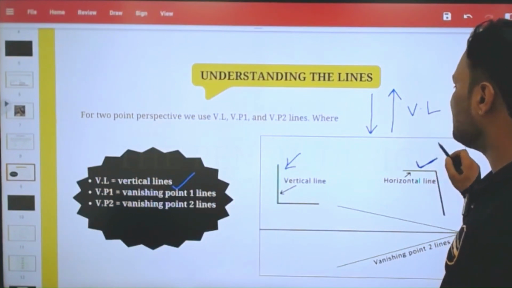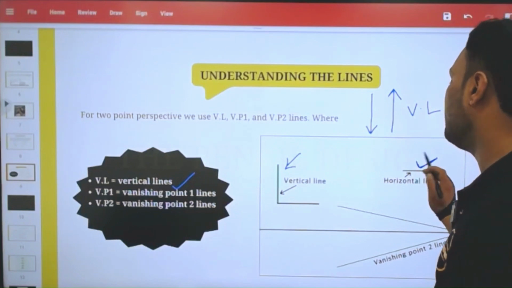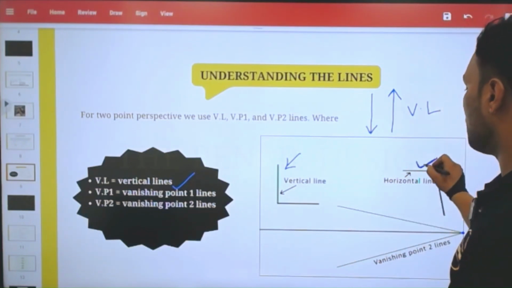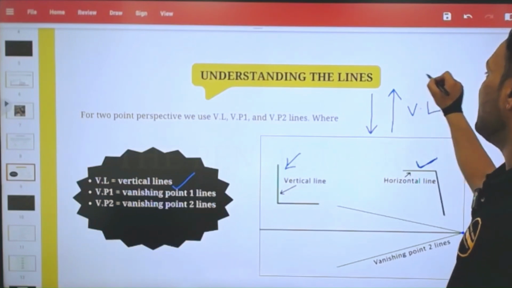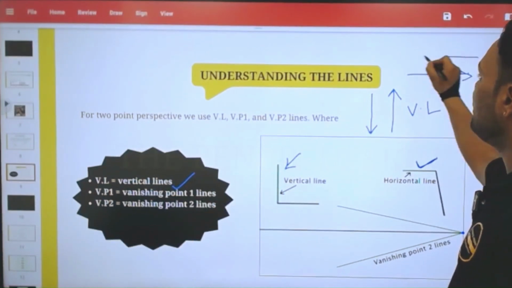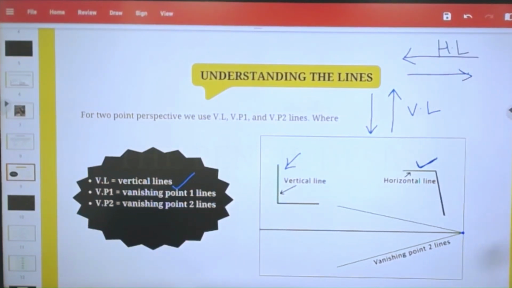A horizontal line. Horizontal lines sometimes we use for 2-point perspective, but for the majority of the time we don't use it, but still you should know. It's important for 1-point perspective. So a horizontal line is a line which is moving in left to right direction or right to left direction. That is known as horizontal line, HL.